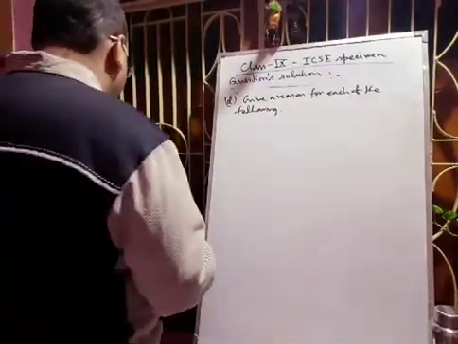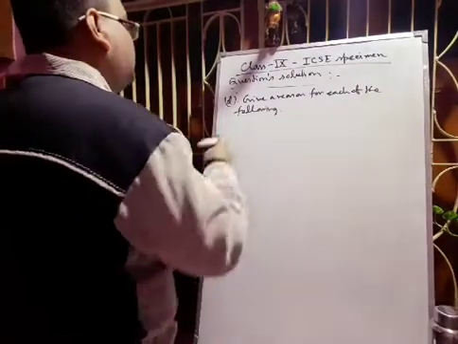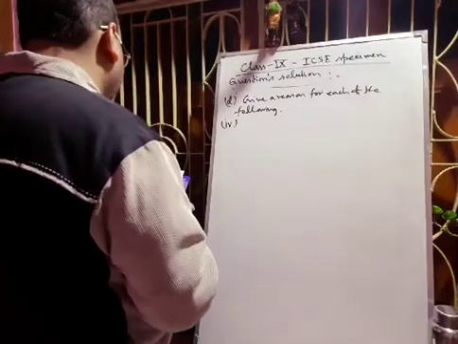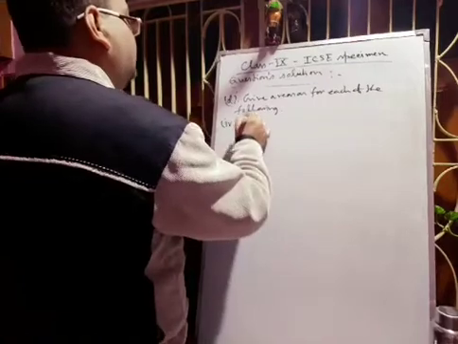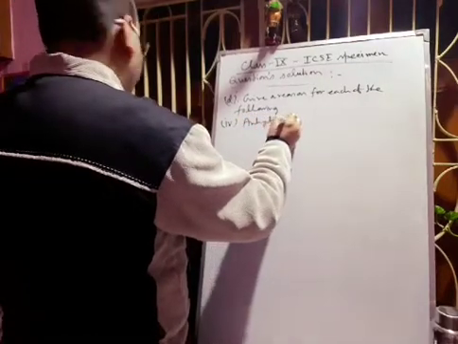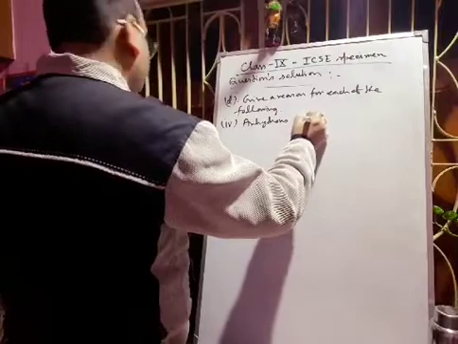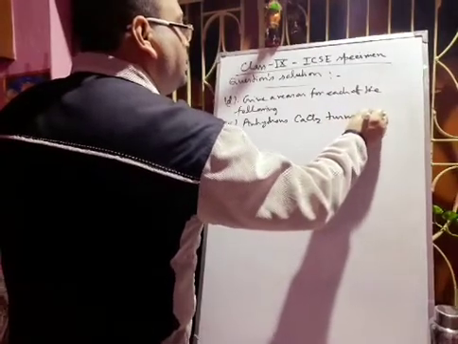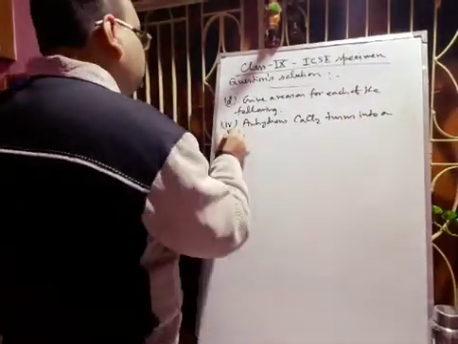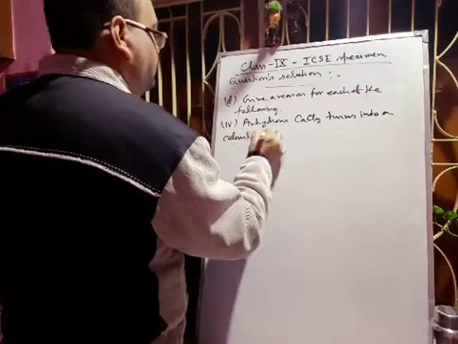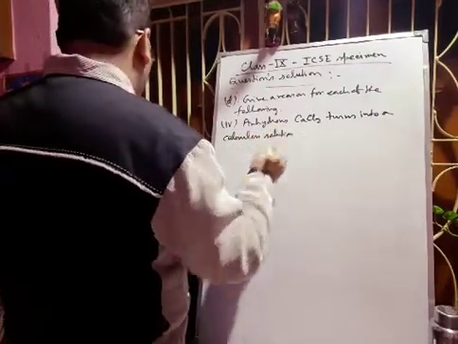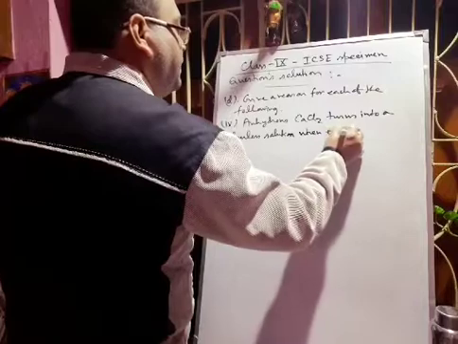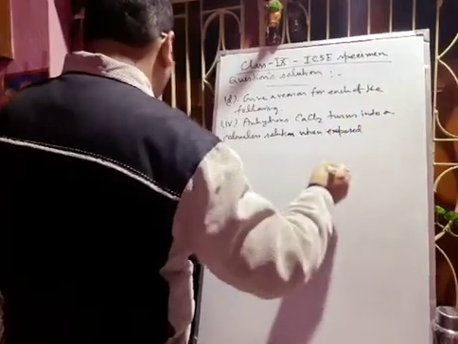Next, question number 4: anhydrous calcium chloride turns into a colorless solution when exposed to air.